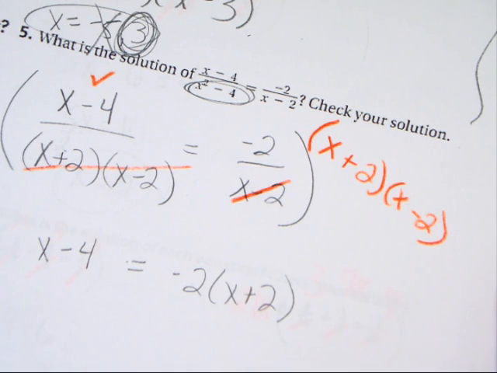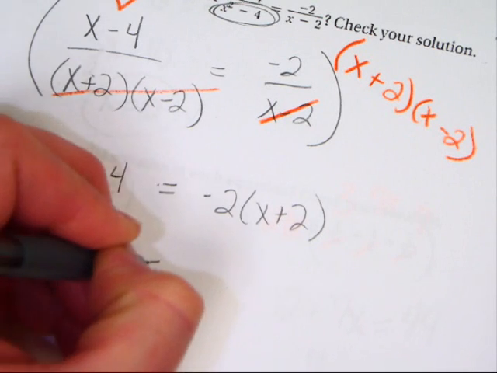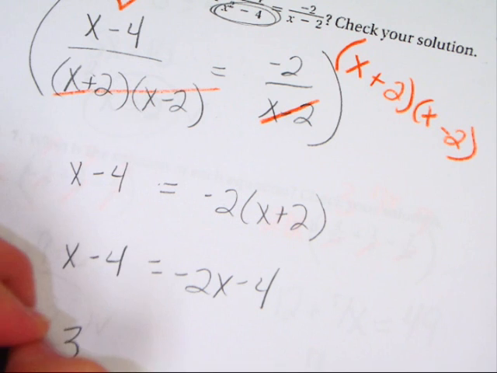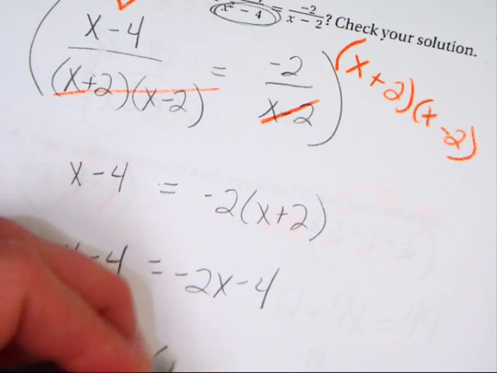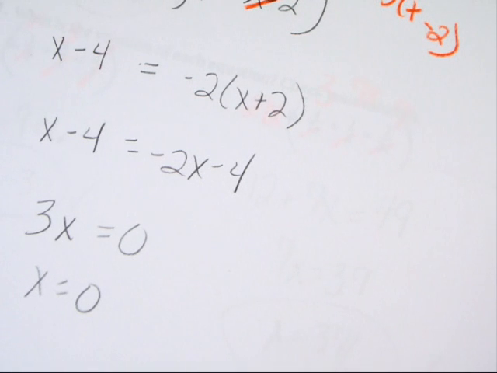So I'm going to stick with what we were doing on the other page. So x minus 4 equals negative 2x minus 4. Add, you get 3x. Add, you get 0. x equals 0. Now what we need to do is check that back in.